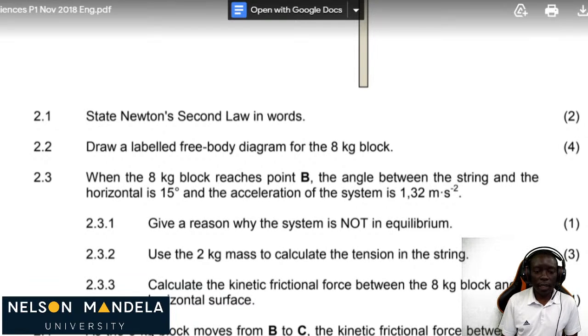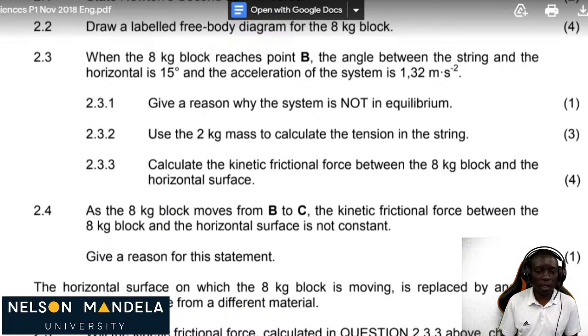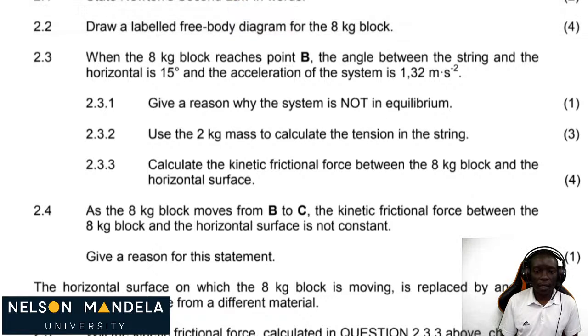Calculate the kinetic frictional force between the 8 kg block and the horizontal surface. So that's part 2.3.3. We want the frictional force. So how do we deal with that one?